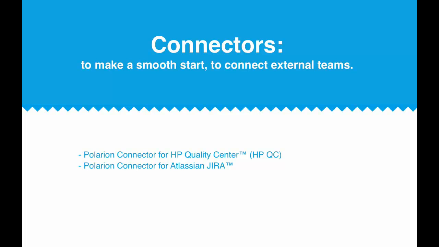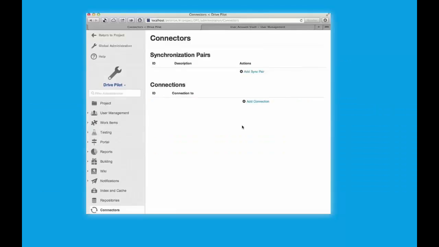And this year, we provided a Polarion connector for HP Quality Center and a Polarion connector for Atlassian Jira out of the box with the Polarion ALM, Polarion QA, and Polarion requirements products. It's available for free for all the users who update to Polarion 2013. No additional licensing, no additional extension installed on the server. Just update to Polarion 2013 or install Polarion 2013 and you can connect Polarion with HP Quality Center or Jira.